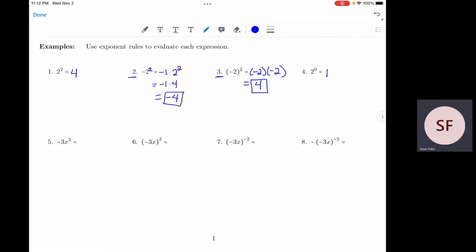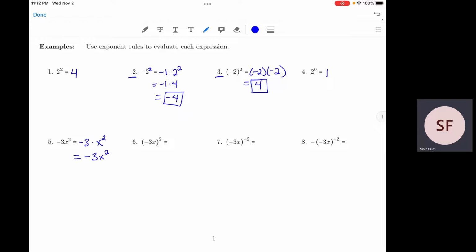There's no parentheses here, so what that means is this exponent of 2 applies only to the x and nothing else. So this problem is saying -3 times x squared. And there's actually no simplification or exponent rules that we can apply to this. There's no simplification that can happen here. This is going to stay -3x squared.